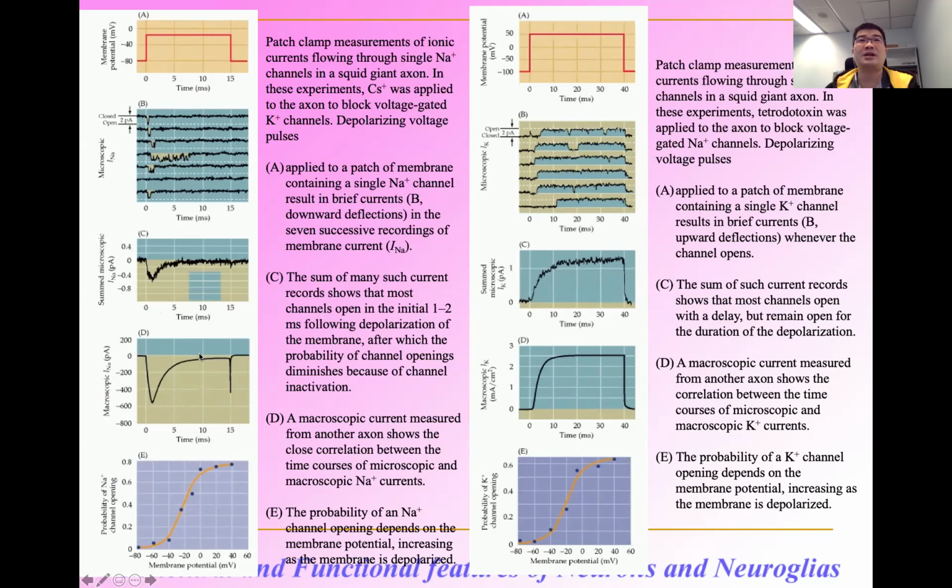Now that's the time that actually happens during the action potential, in which when there's a depolarization, the sodium channels will have a much higher probability of opening. Okay, so that means that those currents are contributed by all those channels at the surface. Remember what happens in the action potential, that's contributed by all those channels.